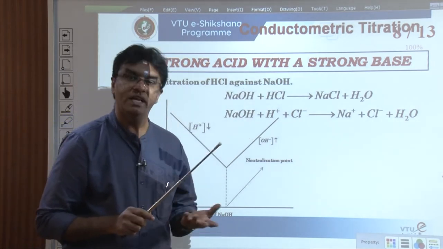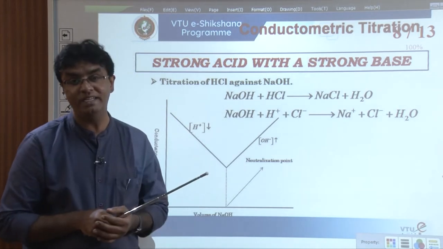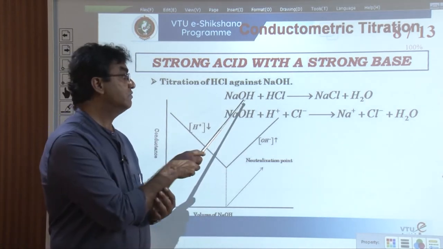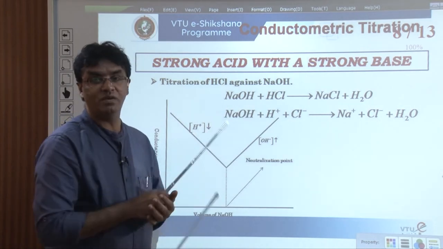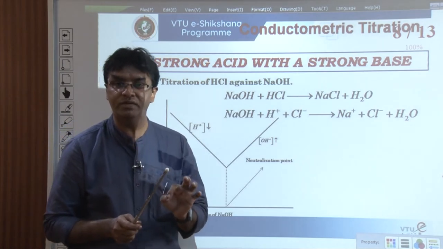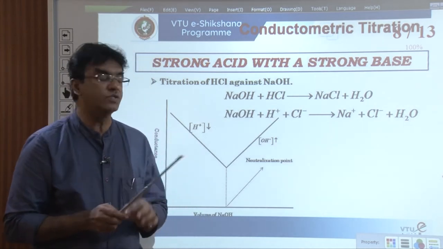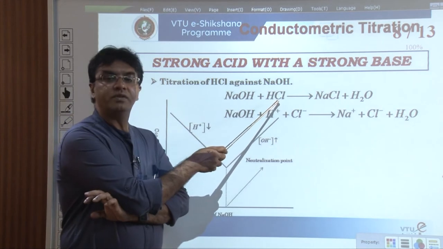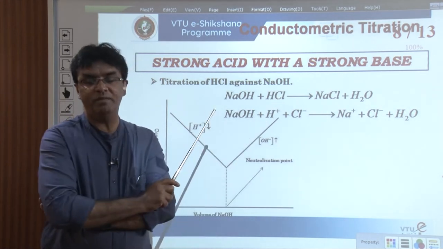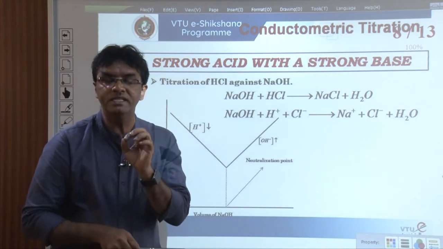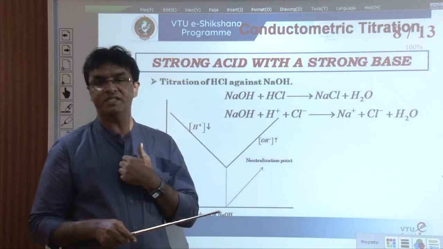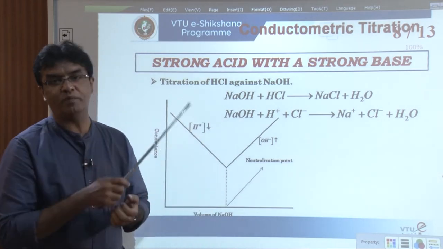HCl is a strong acid, and NaOH is a strong base. In this titration, we fill the burette with a standard NaOH solution of known concentration, and pipette out 50 ml of HCl into a beaker. The HCl concentration is not known to us. We have to find the concentration of HCl by carrying out a conductometric titration.